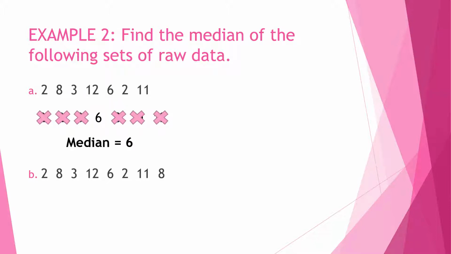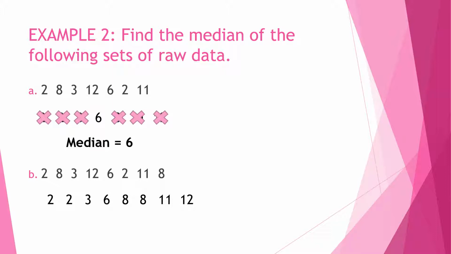We don't have a fancy symbol for the median. Some books will use a capital M, but our book doesn't use a symbol at all. Alright, and then our next data set is actually the exact same data set, with just an additional 8 on the end. So if we put it in order, that goes 2, 2, 3, 6, 8, 8, 11, 12.